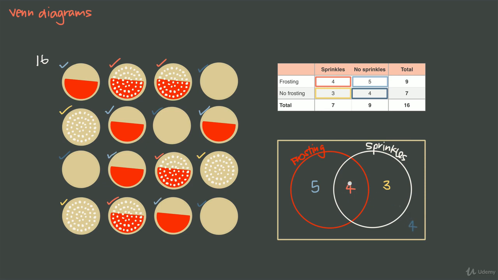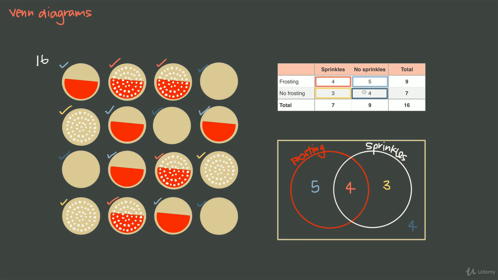So again, in the middle here, we have both. On the outside, we have neither. And then in these areas, we have here frosting but no sprinkles. And here we have sprinkles but no frosting. Notice too that the numbers we filled in our Venn diagram were the ones from the body of our two-way table.